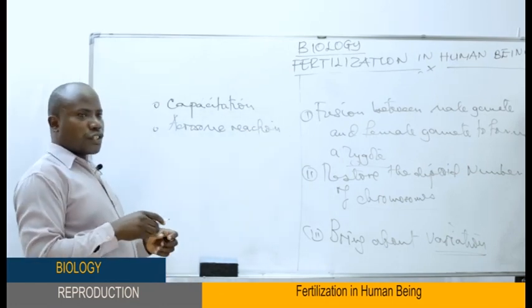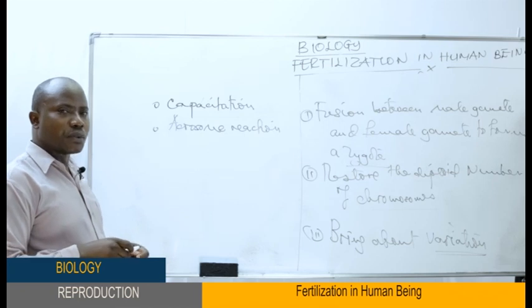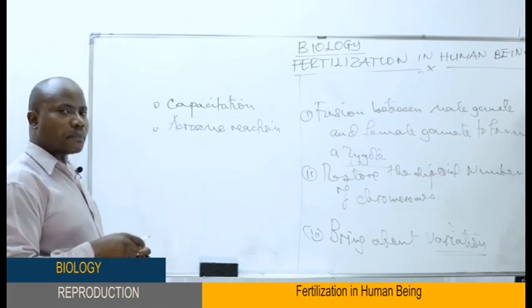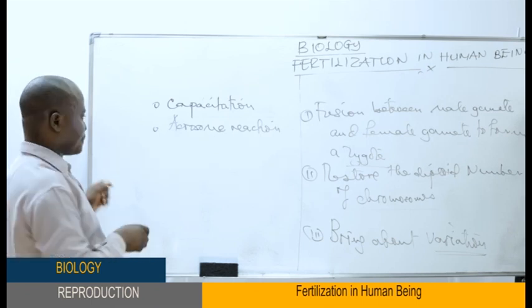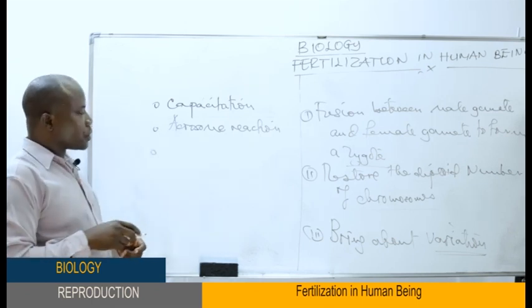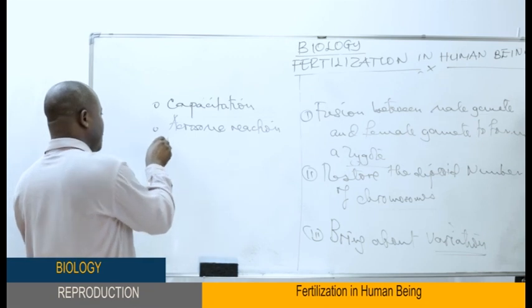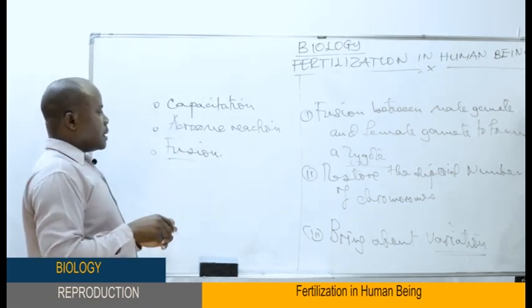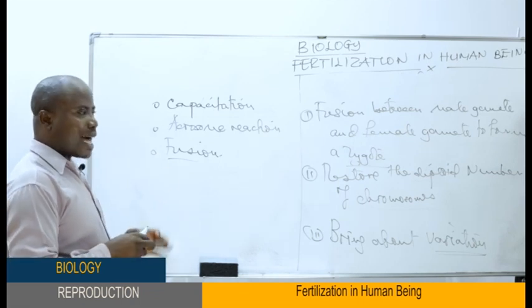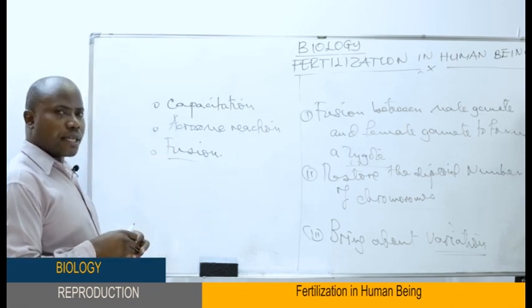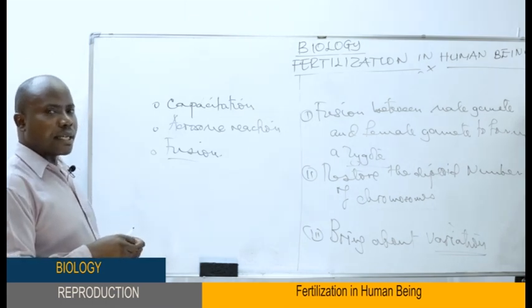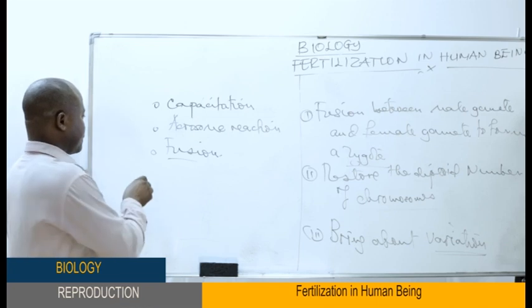The process in which the path is made through the corona radiata and the zona pellucida for the sperm cell to enter the egg cell. But also we shall have a look at fusion. The process in which the anterior end of the male gamete fuses with the plasma membrane of the female gamete.